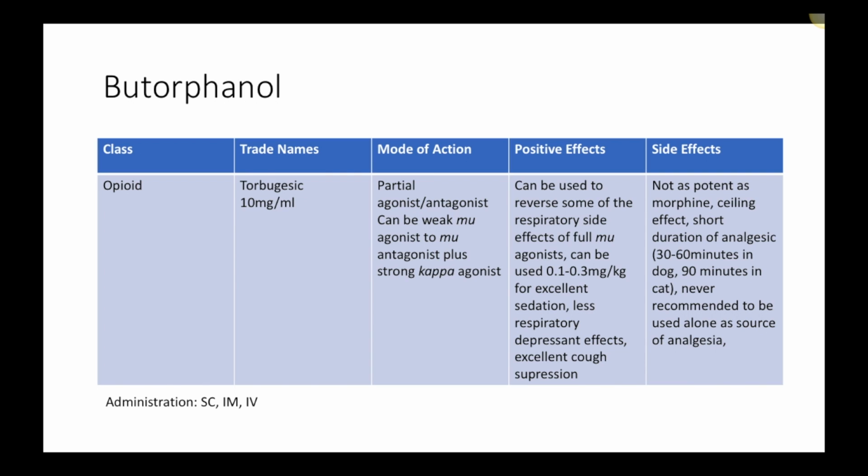So it can be used to reverse some of the respiratory side effects of full mu agonists. So like I said, you don't typically want to give hydromorphone and butorphanol together to create an analgesic effect, but if you're having too much of an effect of hydromorphone and you don't have naloxone, then you can give some butorphanol and it can actually decrease some of those respiratory effects. It's excellent for sedation, less respiratory depressant effects, so it's really good in older animals as well, and it does have excellent cough suppression. Side effects, not as potent as morphine, has a ceiling effect, so again, it will only work so well. Really short duration of analgesic effect.